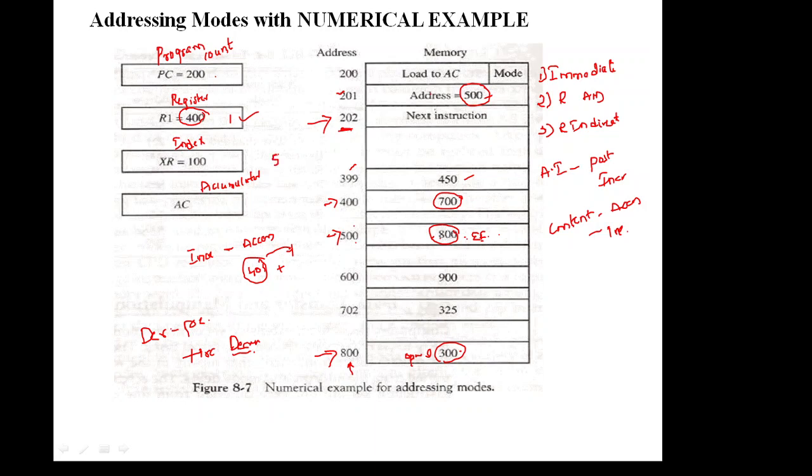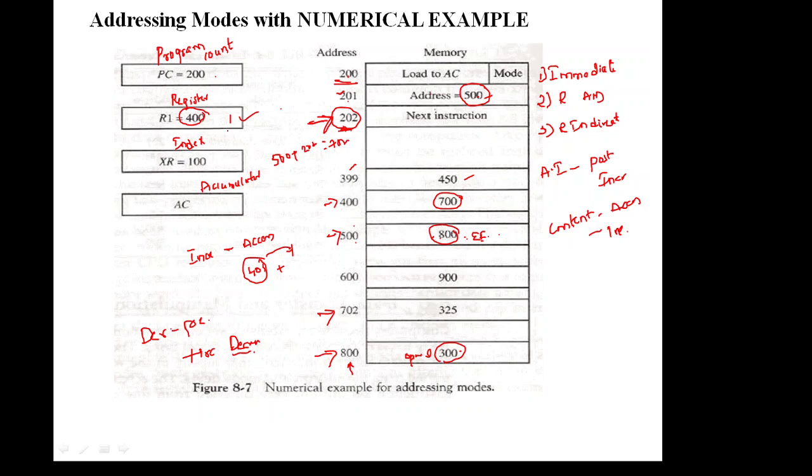So 500 plus 202 equals 702. Now we go to 702 in order to get the operand, or the contents of the accumulator. The formula for calculating the address is program counter plus address field. The program counter value is not 200, because we have executed 200 and 201, and now the program counter is pointing to 202. So 202 plus the address value 500 gives 702.